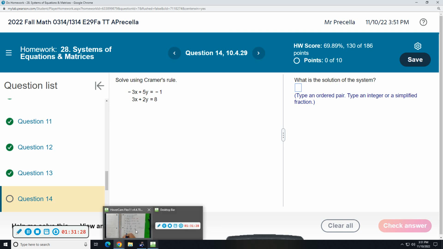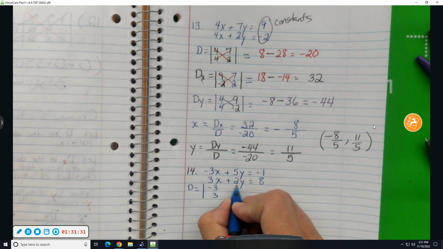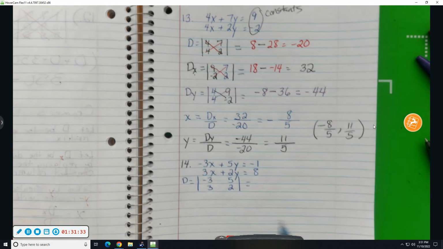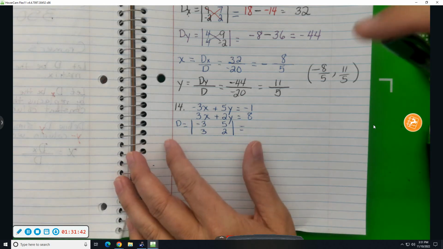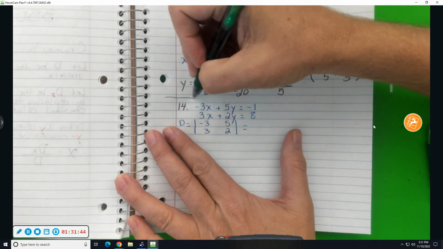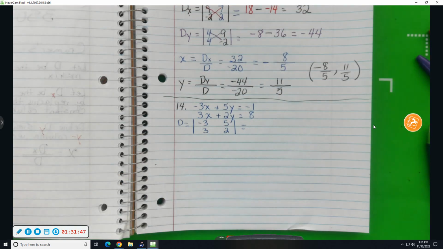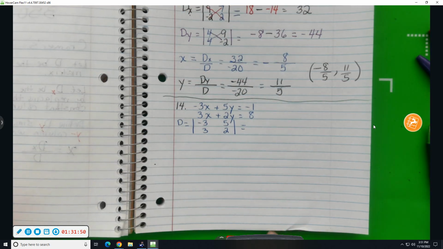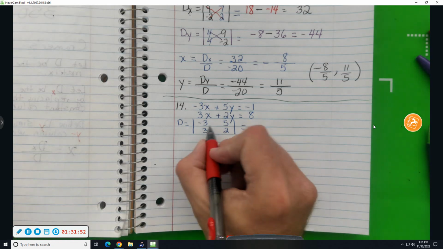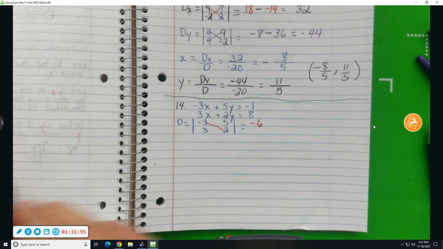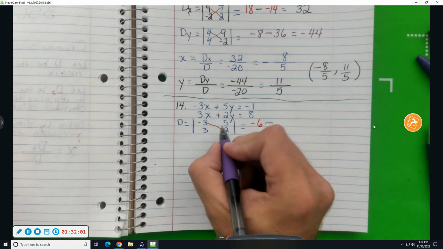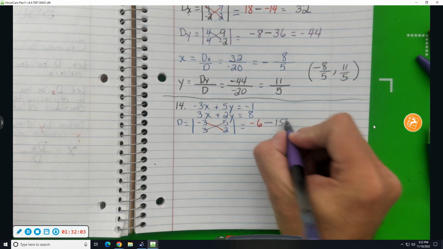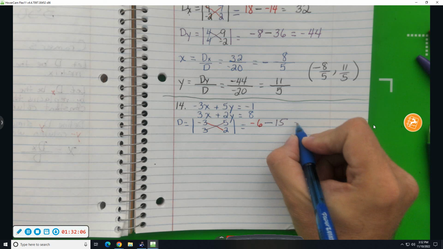Okay, I've written it down, and now I'm going to find D. Write down the 4 coefficients. That page is so busy. I'm drawing a green line here so y'all can tell where number 13 stops and 14 begins. Then we do our little crisscross: -6 minus 15. So that's a -21.